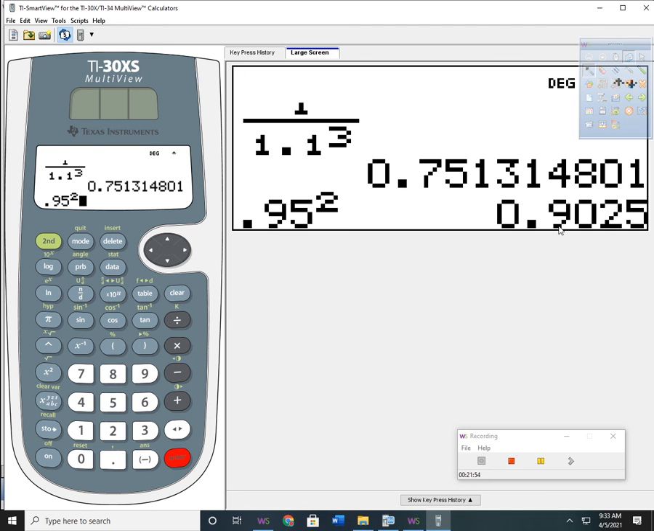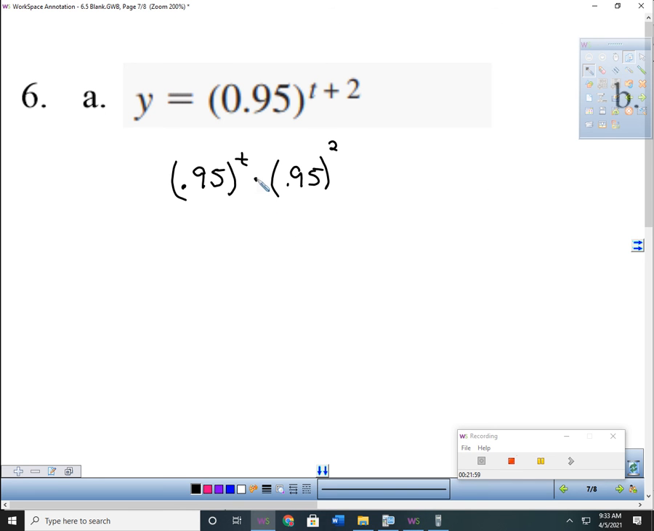That gives me 0.902, so 0.9. Now, normally, that would be in the front, right? So 0.9 times 0.95 to the t. And I'm going to look in that parenthesis there now that I have my power of t by itself. And I notice that that's less than 1. So I'm going to go ahead and state that that would be an exponential decay.